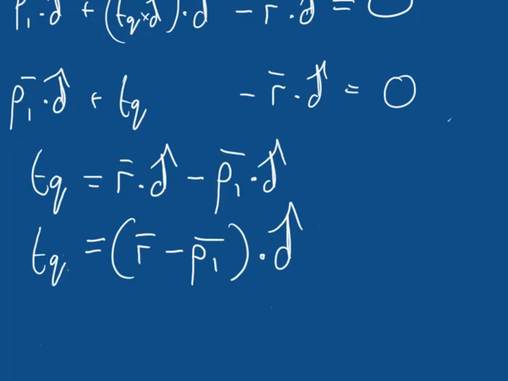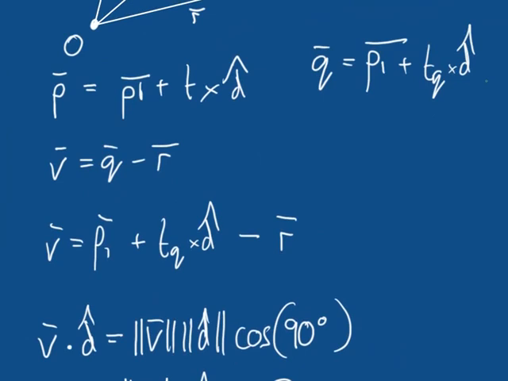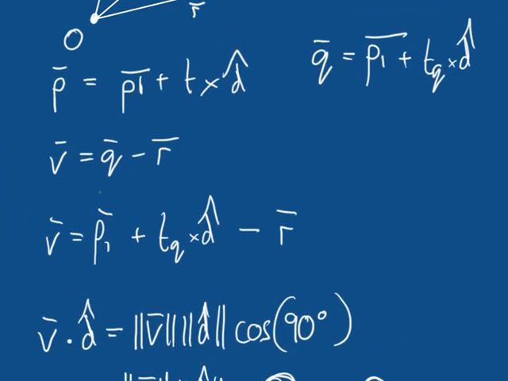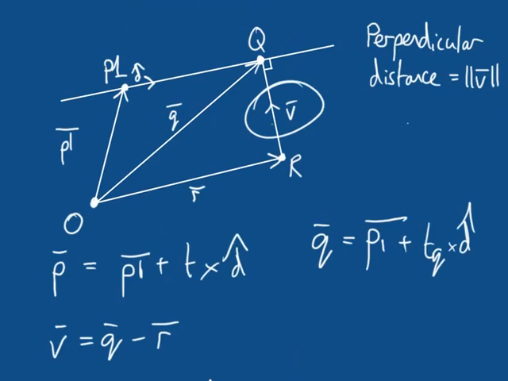Now that we've found that value for TQ, we know R, we know P1, and we know D. They are the three pieces of information we need to solve this problem. So with those, we can now calculate TQ, and with TQ, we can calculate V. We know that V is equal to P1 plus TQ times D minus R. TQ is the only piece of information we needed to find. Now that we've got V, this vector that goes from R to Q, we can take the magnitude of V, and that's going to be our perpendicular distance of R from this line.